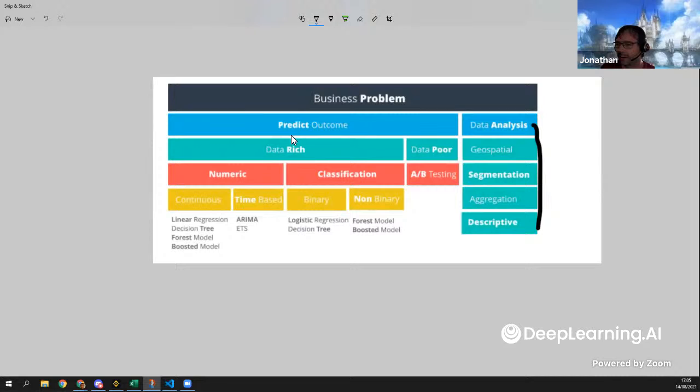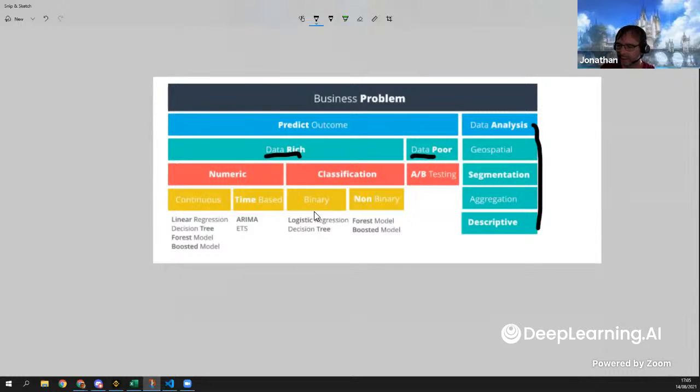But if we're looking at predictive outcomes, then we can start asking ourselves, do we have enough data? Are we data rich, or are we data poor? Do we need to go and collect more information to be able to do our predictive outcome? If we're data poor, our best bet is probably some sort of A/B testing. But if we're data rich, we have to ask, is our business problem numerical, or are we looking at classification? And if classification, is it binary or non-binary?